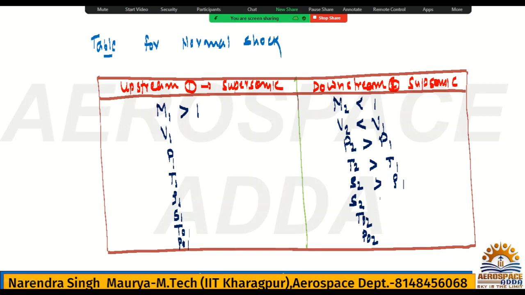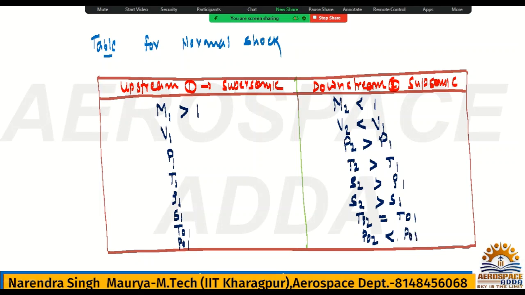S2 is the entropy. I told you this is an irreversible phenomenon, so entropy will increase, so S2 will be greater than S1. T02 is the total temperature. This total temperature must be constant, equal to T01. And P02 is the total pressure; there will be a loss. Why is there a loss? It is because of frictional loss. I told you there is thermal conduction, temperature will rise, entropy will rise. So there will be loss, and I will show the result. P02 will be less than P01, so there is a pressure loss.